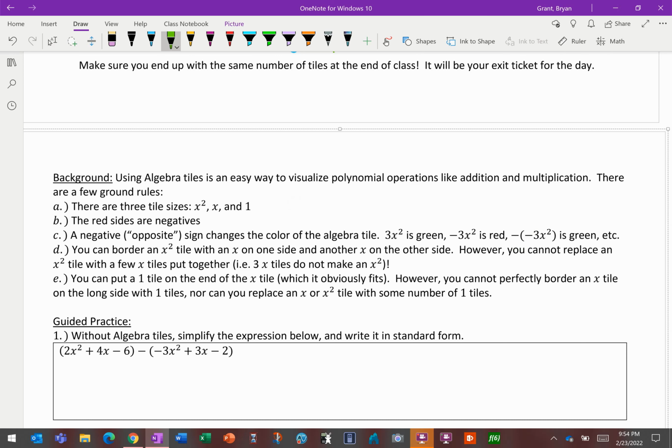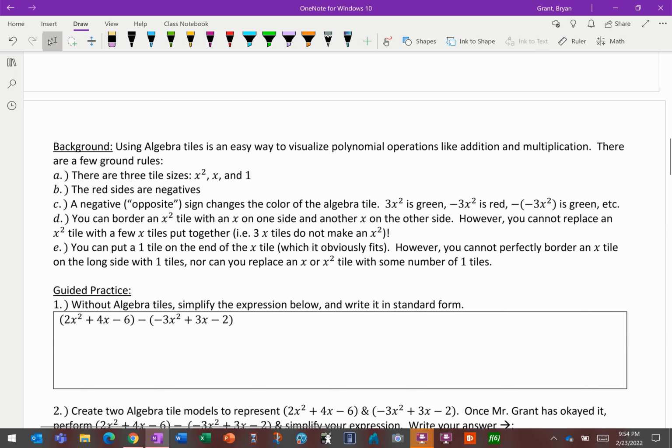And that's the same thing with the 1's, right? If you have this x tile that's up here, you can put a 1 tile at the bottom. However, you cannot put 1 tiles on the sides. They won't perfectly fit. They're not designed for that.